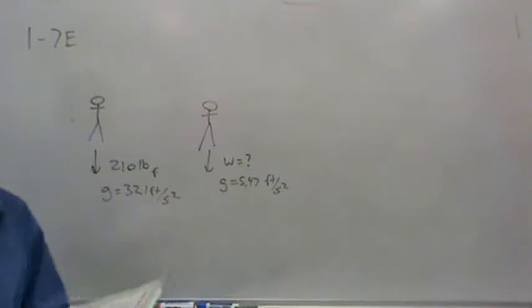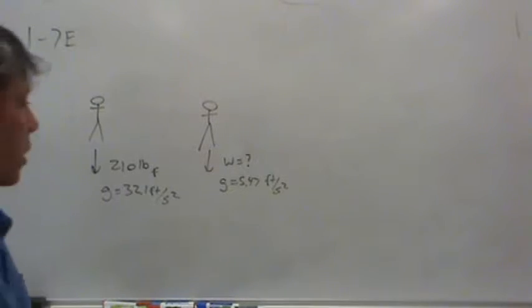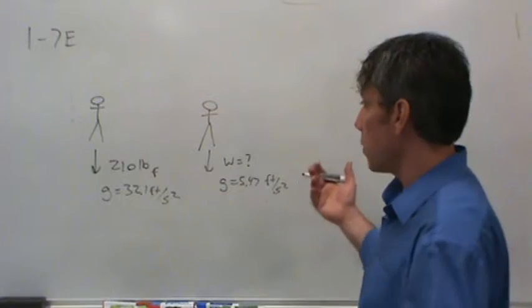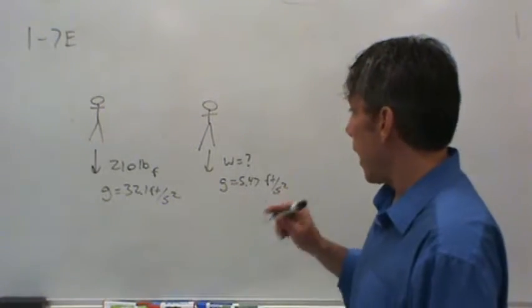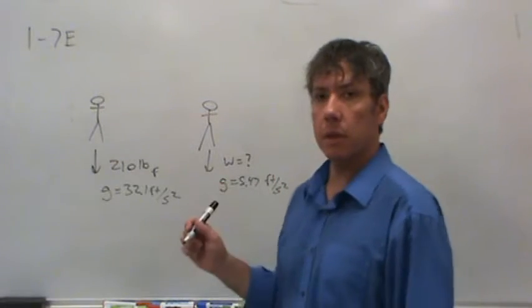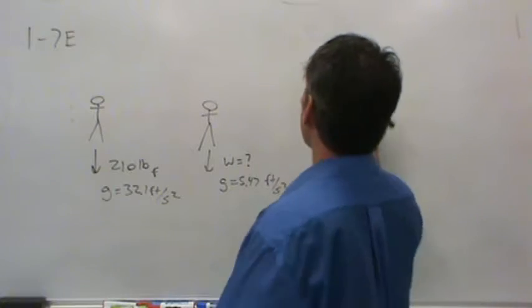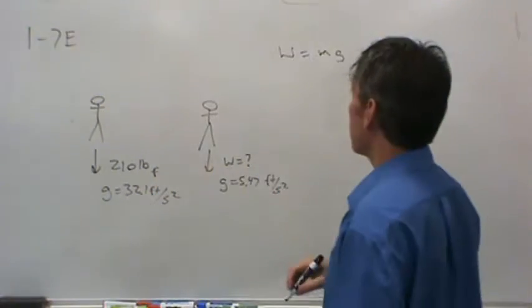The key to understanding this problem is to realize that the man's mass is the same regardless of whether he's on the moon or on Earth. However, the weight is a result of the acceleration of gravity. So there's a difference between weight and mass. In fact, weight is equal to mass multiplied by acceleration of gravity.